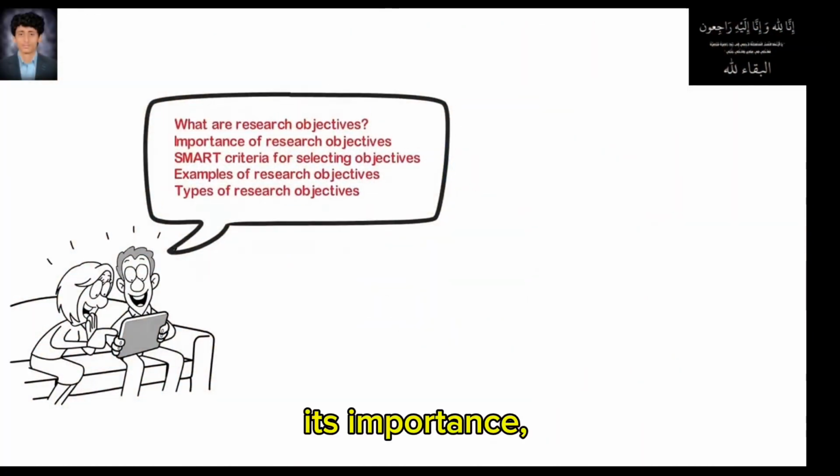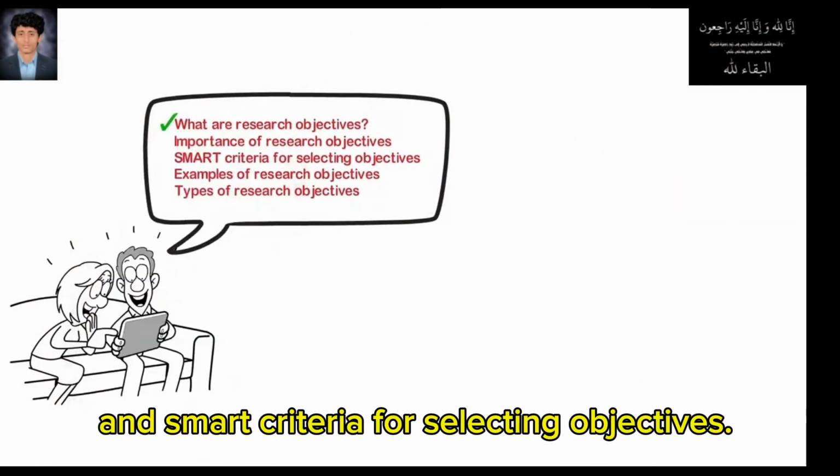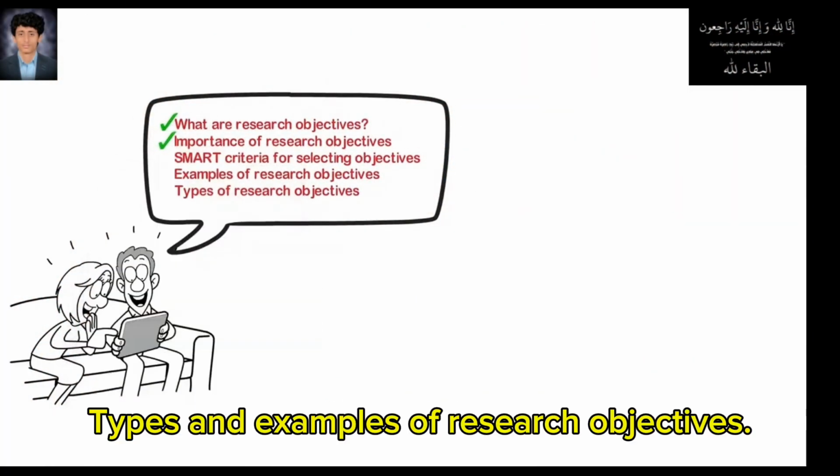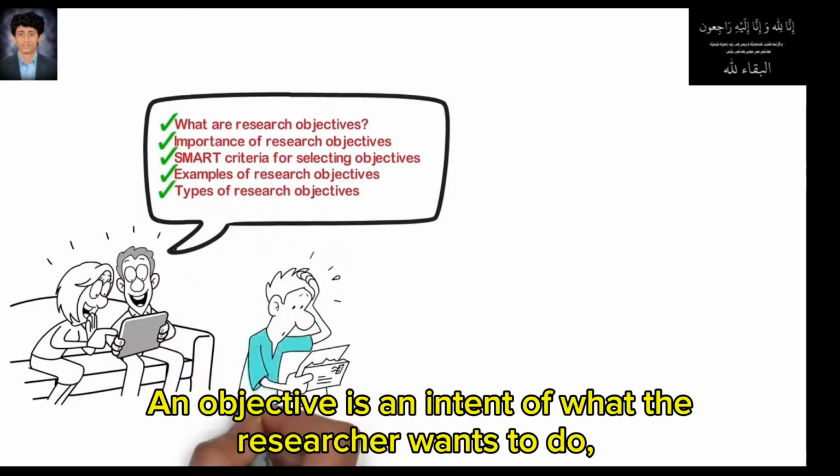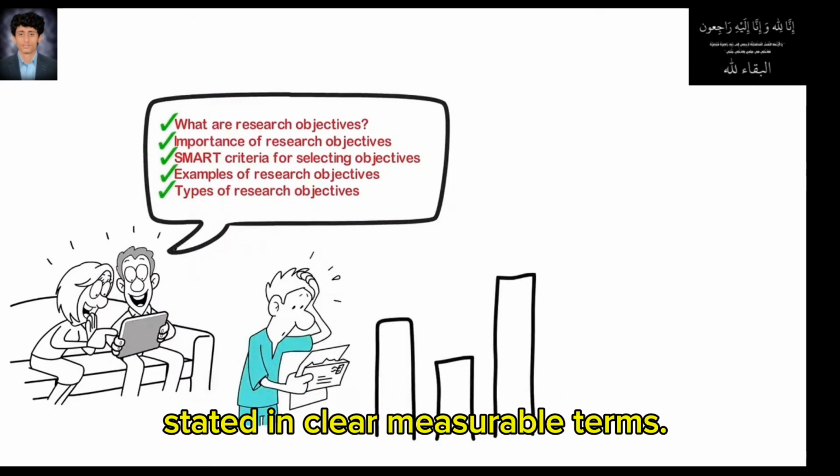Its importance, and smart criteria for selecting objectives. Types and examples of research objectives. An objective is an intent of what the researcher wants to do, stated in clear, measurable terms.